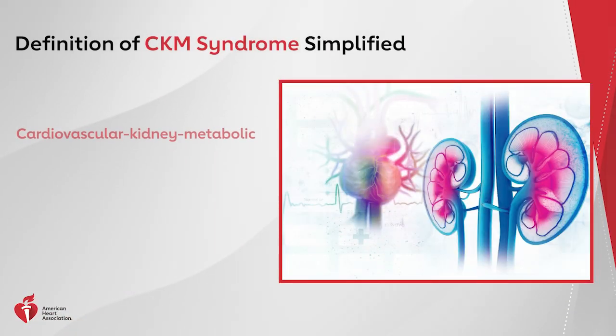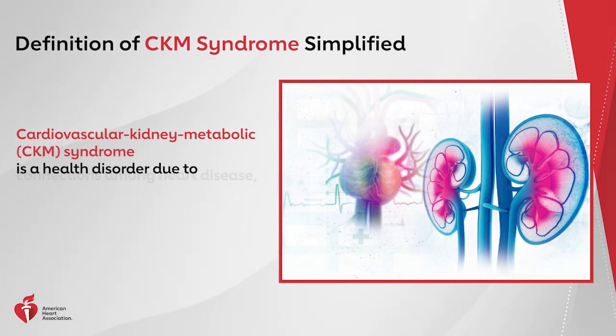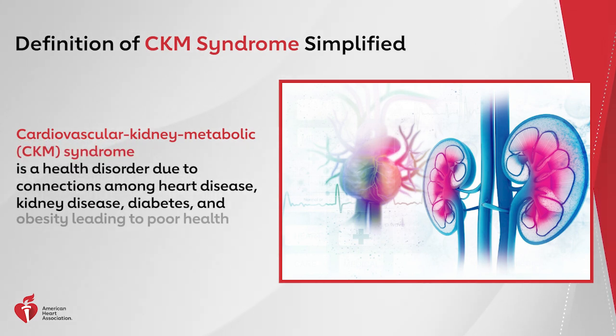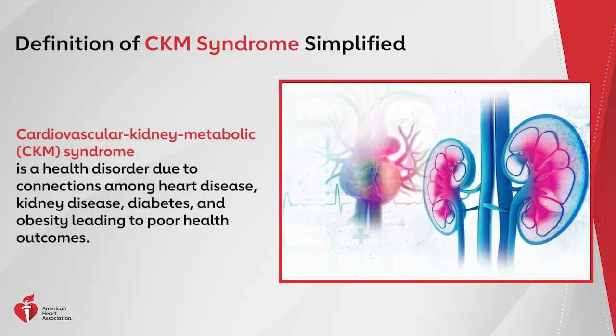Yeah, and part of what really led to the calculator was starting with the CKM syndrome itself. The cardiovascular kidney metabolic syndrome was defined by the American Heart Association last year as this clustering of conditions and health disorders that occurs due to connections between heart disease and kidney disease, diabetes, and obesity that together lead to poor health outcomes. And one of the things that is really helpful within the CKM definition are these stages that help outline where somebody is along that spectrum of health and disease.